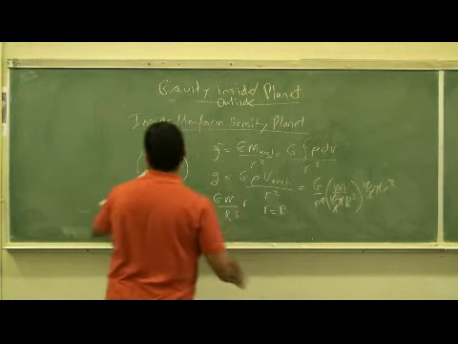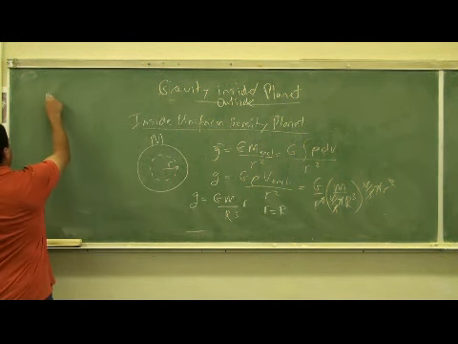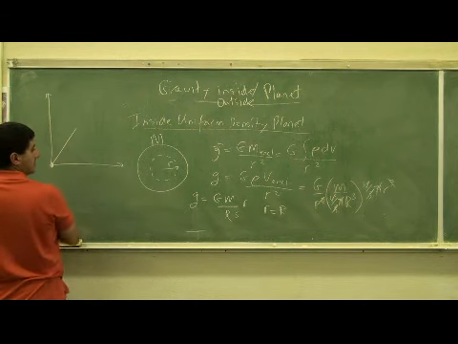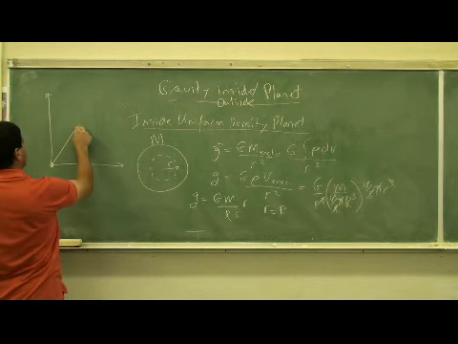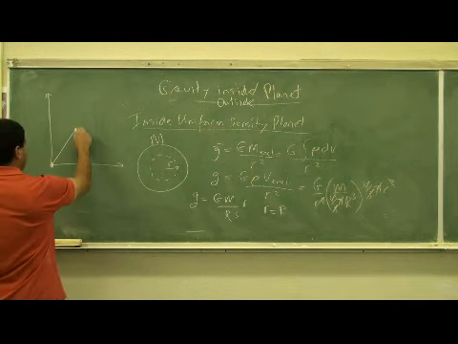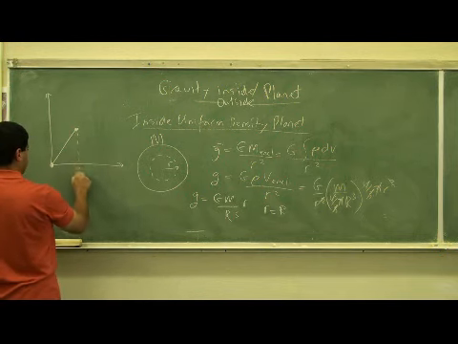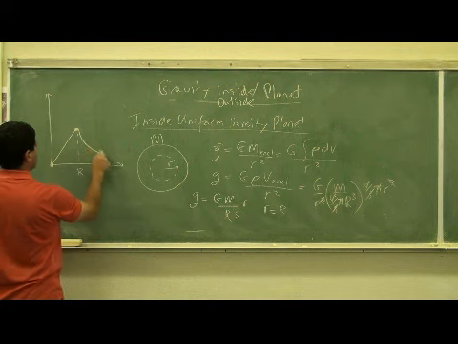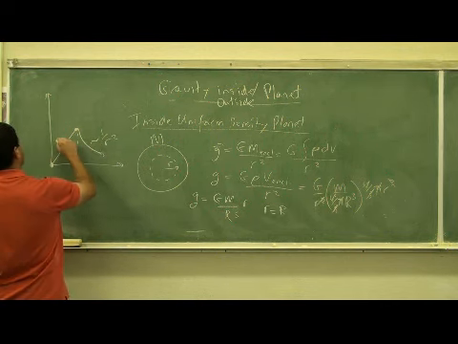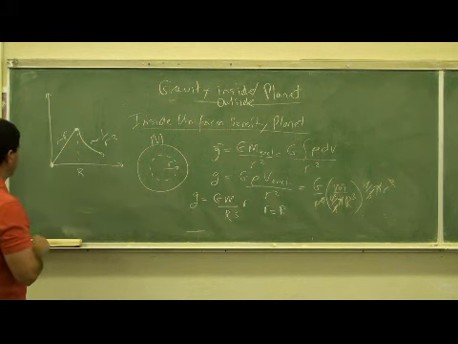So this shows that the gravity increases linearly as you go from the center of the planet to the surface of the planet, and then decreases there as 1 over r squared, proportional to 1 over r squared.